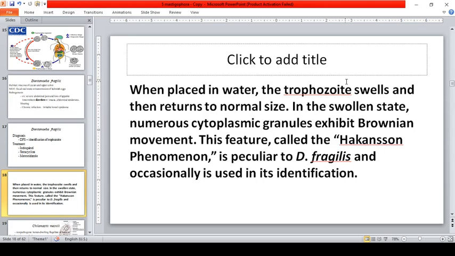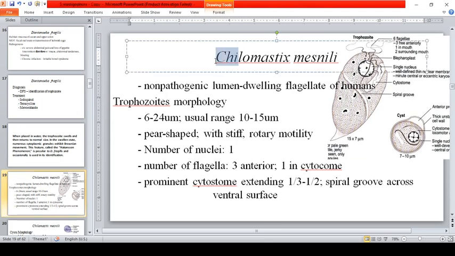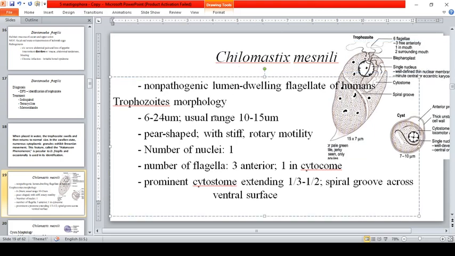Okay, so we move to Chilomastix mesnili. According to the wiki, it is Chilo pala. Chilomastix mesnili or mesnili, either of the two. Para siyang China, so chi. It's not chai. So, Chilomastix mesnili is a non-pathogenic lumen-dwelling flagellate of humans.